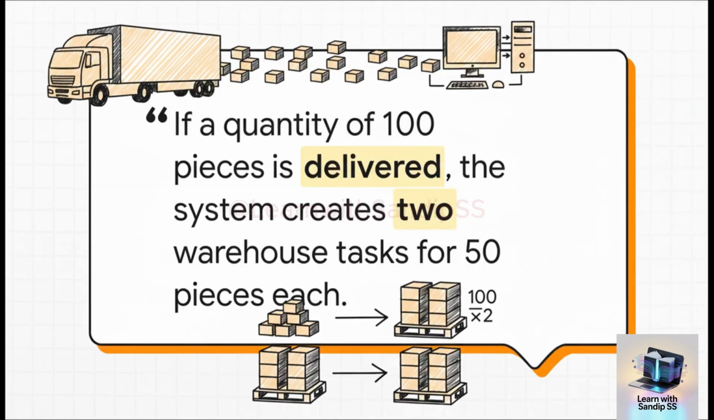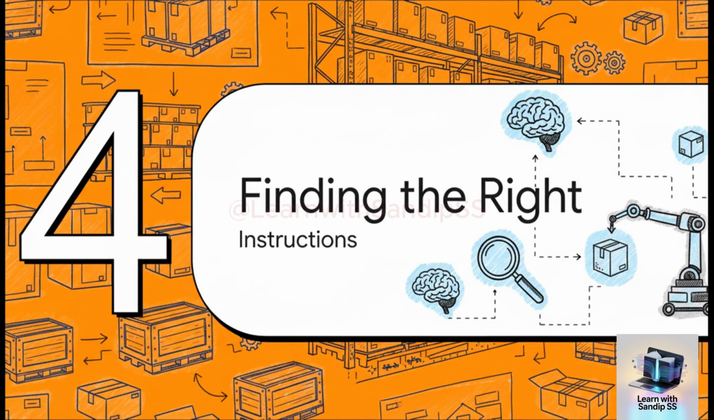Here's a perfect, simple example to make it crystal clear. A truck shows up with an inbound delivery of 100 items. The system instantly glances at the packaging spec and sees the rule, 50 pieces per pallet. And just like that, without anyone lifting a finger or making a decision, the system automatically creates 2 warehouse tasks for 2 absolutely perfect pallets. Now that is automation.